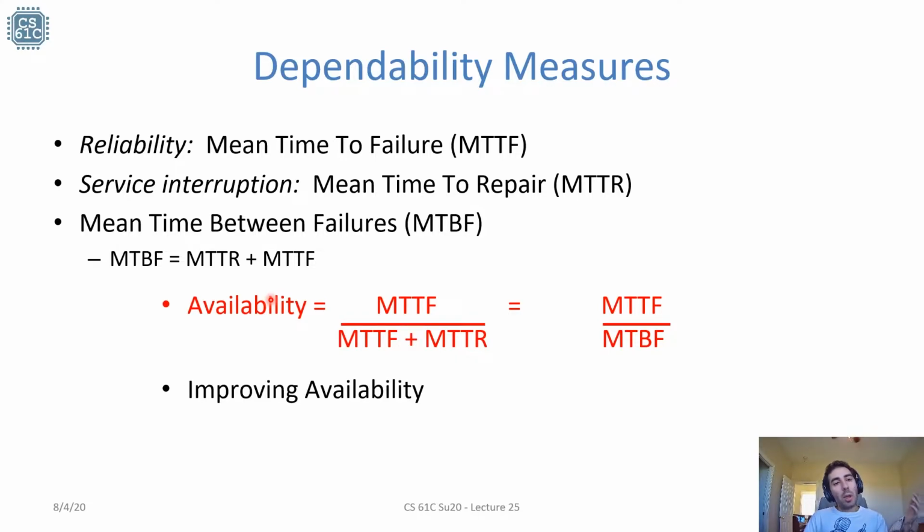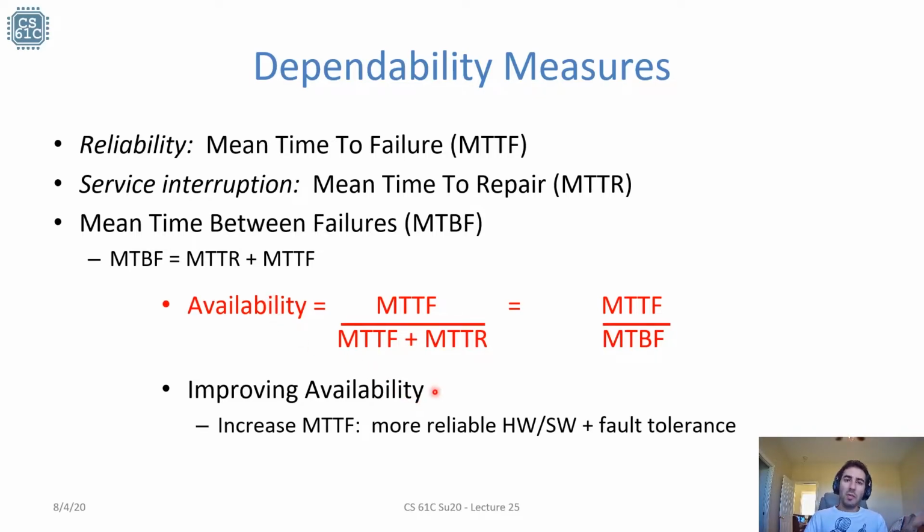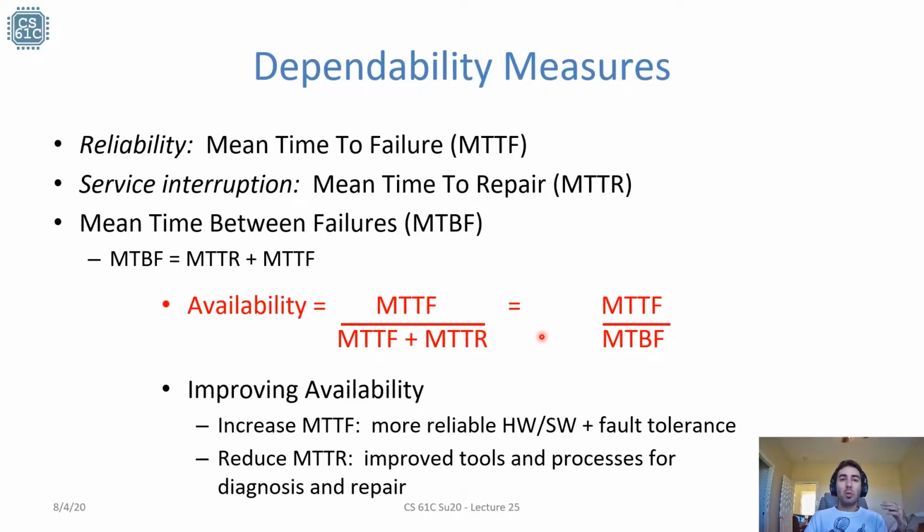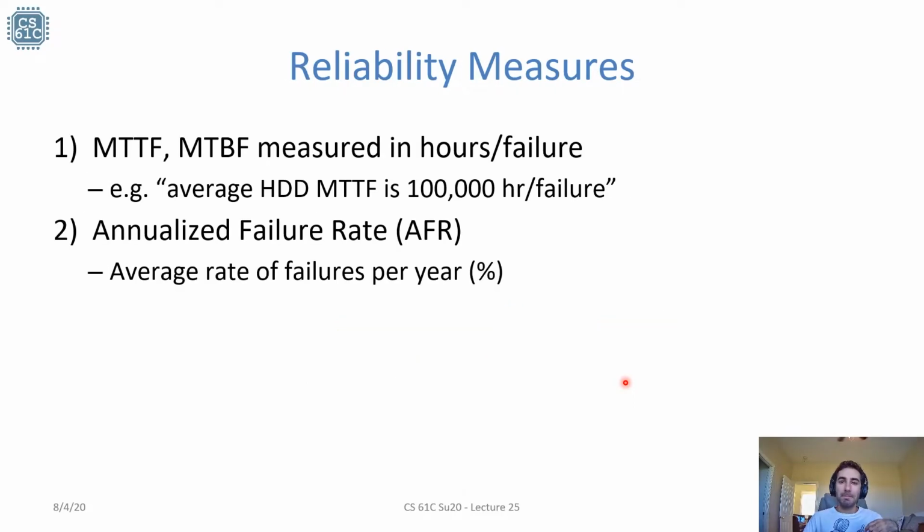An overall goal is that, to have a good and dependable system, we want to improve the availability of our systems. There are two ways of doing this, just by looking at the math here. We can increase the mean time to failure, by having better hardware and software and better fault tolerance, having more reliability in that regard. And then we could also reduce the mean time to repair by having better and higher quality diagnosis and repair systems for our machines that might go down, okay?